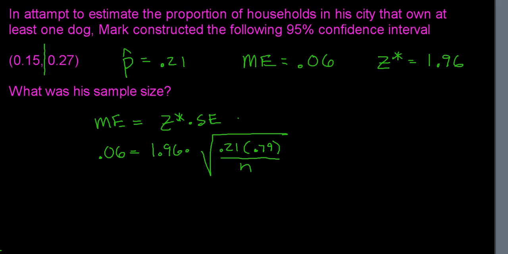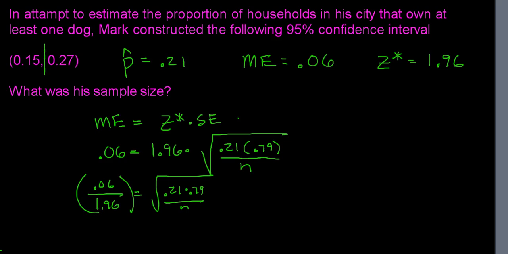So I needed the margin of error. I needed the z star. I needed my p hat so I could find my 1 minus p hat as well. And now I could solve for n. First step is to divide both sides by the 1.96. Second step is to get rid of the square root by squaring both sides. That cancels out the square root, so I get 0.06 divided by 1.96 squared equals 0.21 times 0.79 divided by n.